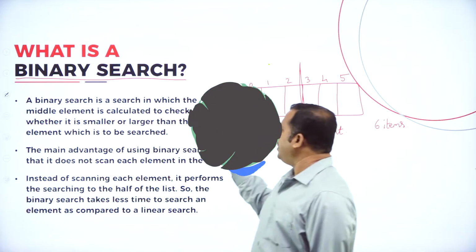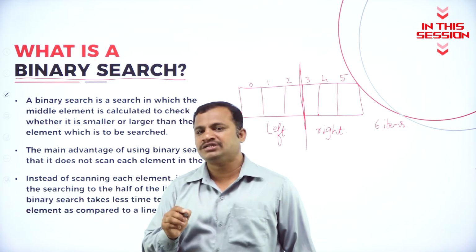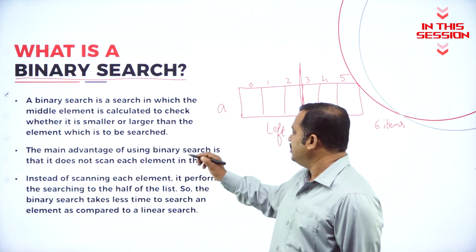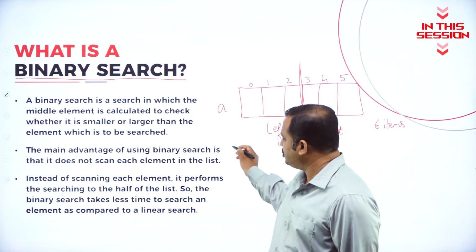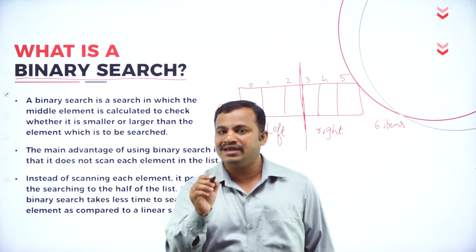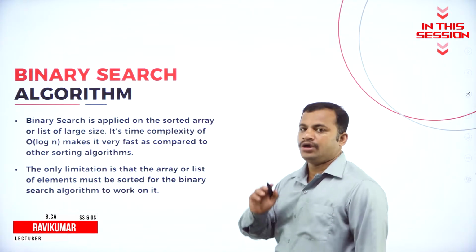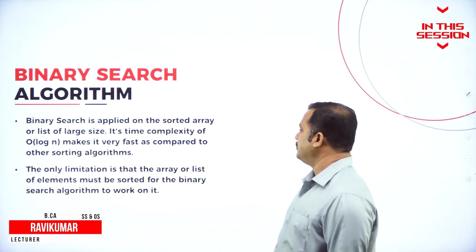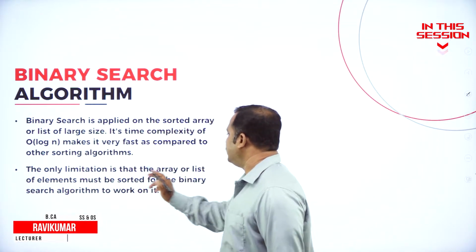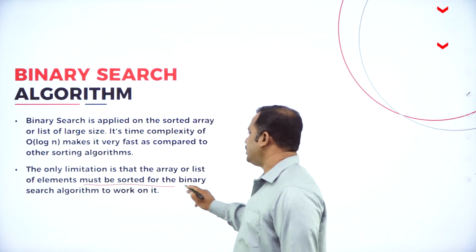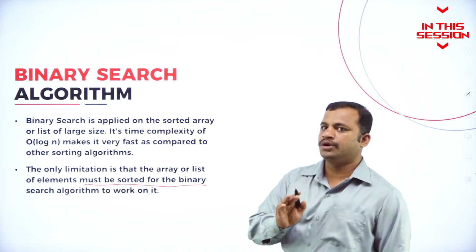The main advantage of using the binary search is that it does not search for each and every element present in a list. This binary search algorithm applies only on a sorted array. The only limitation is that the elements must be sorted for the binary search algorithm to work on it.